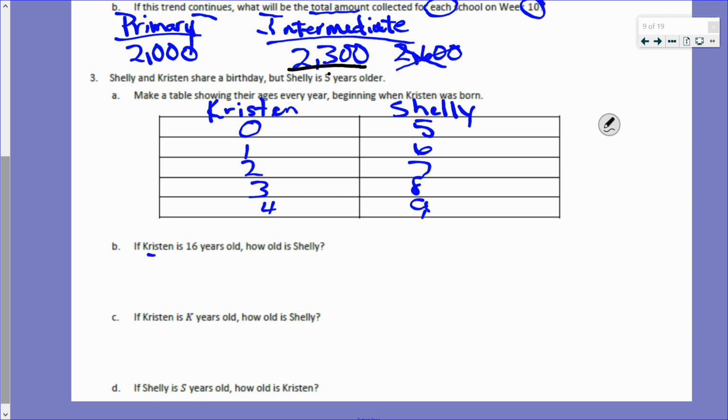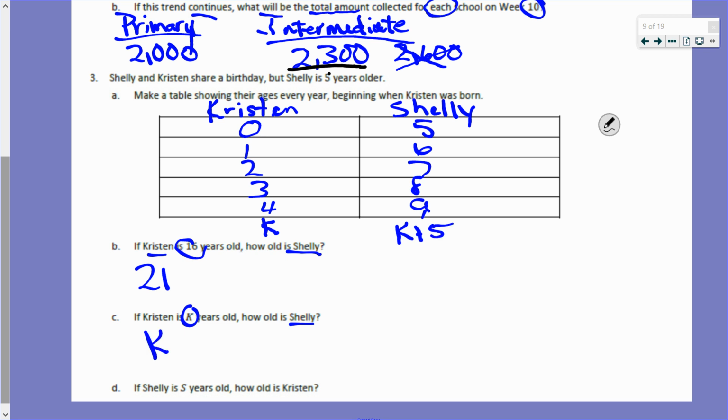Okay, if Kristen is 16, how old is Shelly? 21. If Kristen is K, how old is Shelly? Kristen is K, Shelly is K plus 5.